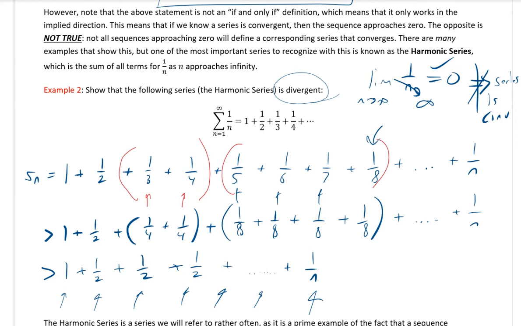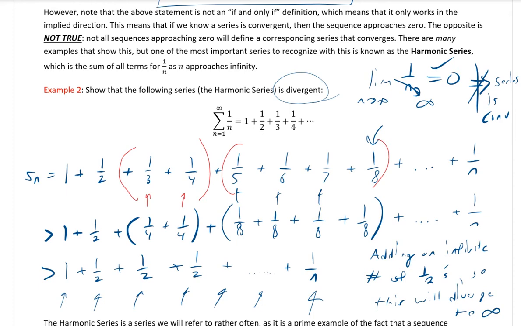So I'm basically adding an infinite number of 1/2s. So this will diverge to infinity. If I add an infinite amount of 0.5s, I will eventually get to infinity. Slowly, but I'll get there.